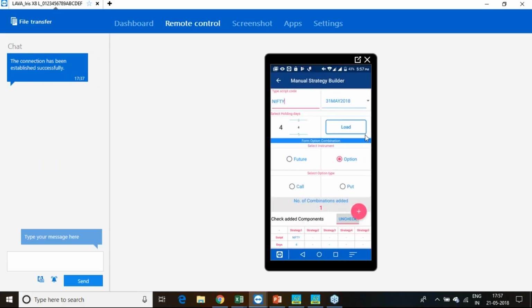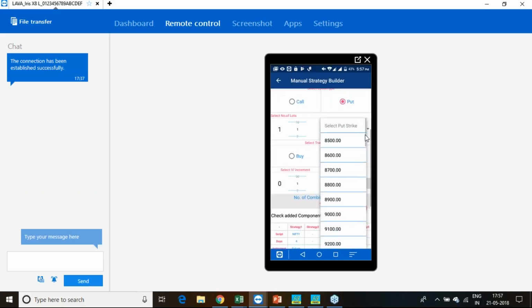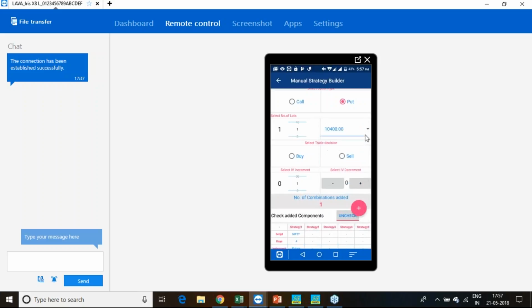And after that I want the options. I bought a future. If I want a put option, I select the number of lots and the put strike, say 10,400 put strike, and I am buying 2 lots of the 10,400 put option. This also I need to add.